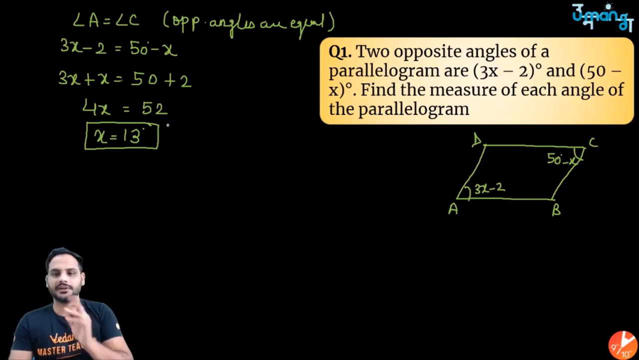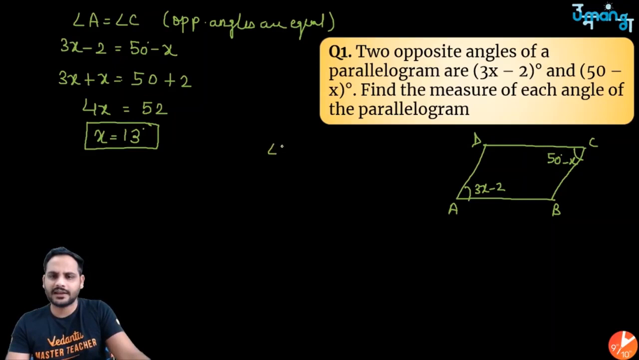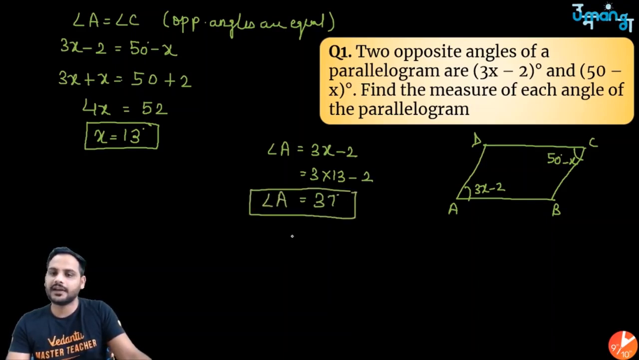X is 13. So what will be the value of angle A or angle C? Anyone? So I can say, sir, angle A will be equal to 3x minus 2, which means 3 into 13 minus 2. 3 into 13 is 39, minus 2 is 37 degree. So angle A is 37 degree. If angle A is 37 degree, angle C also will be 37 degree.